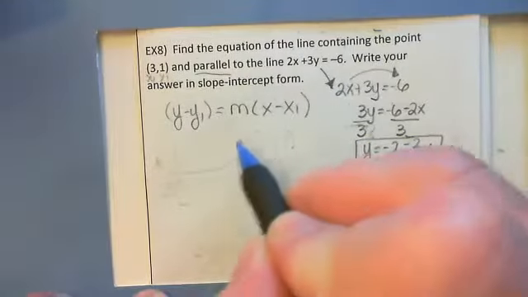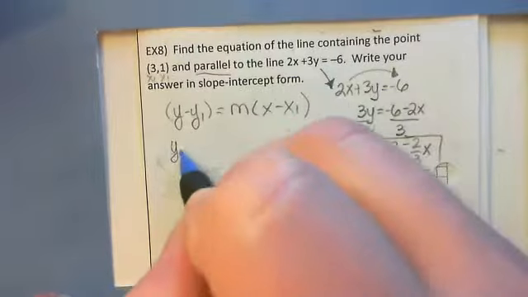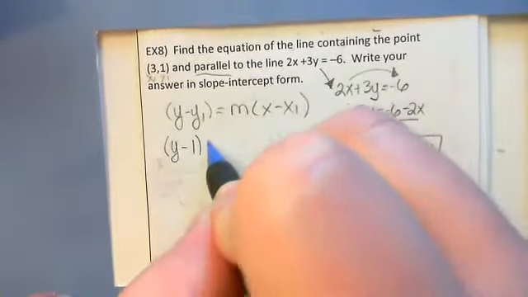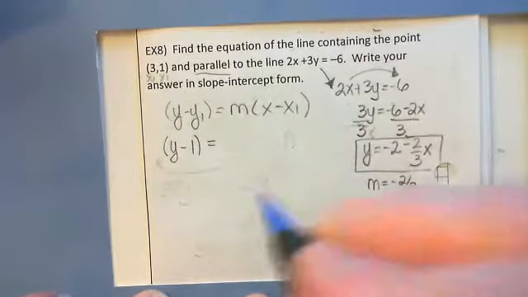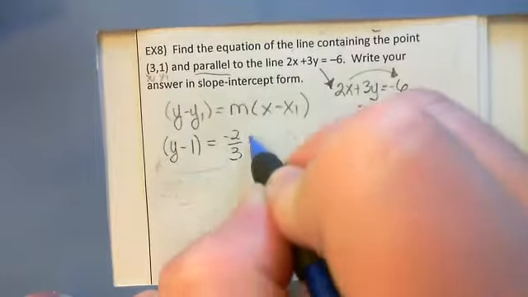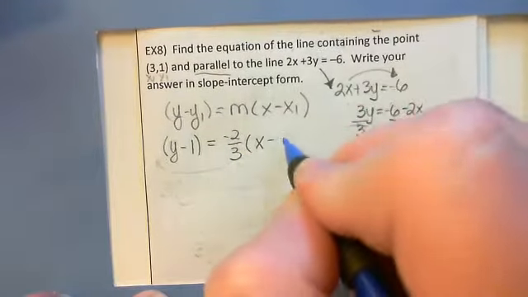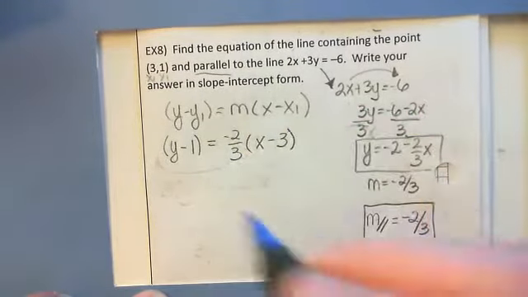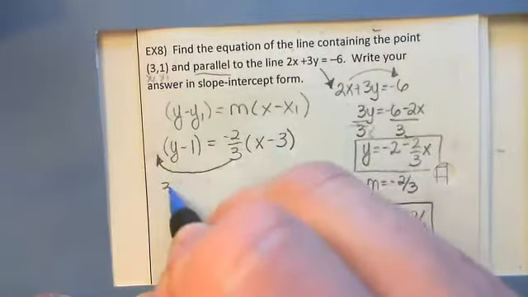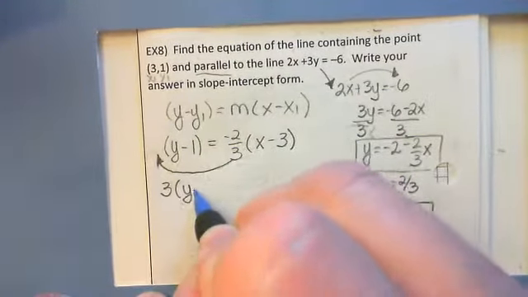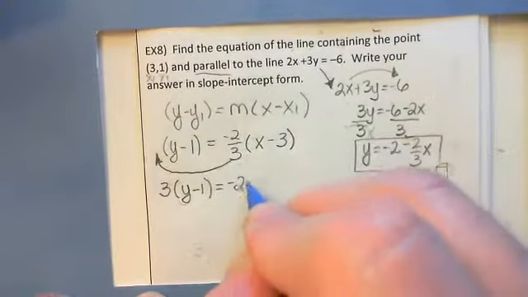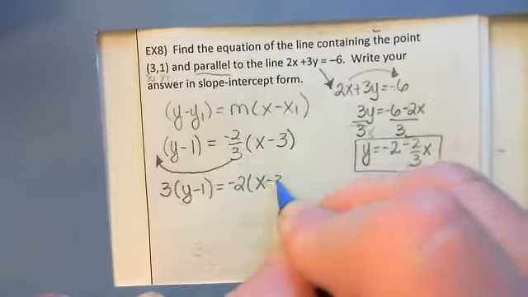Okay, so we're going to plug it in. So this would be y minus 1 equals the slope that we found, which is negative 2/3. And this would be x minus 3, which is x1. We're going to move the 3 to the other side. So this would be 3 times y minus 1. Bring down the negative 2. This would be x minus 3.